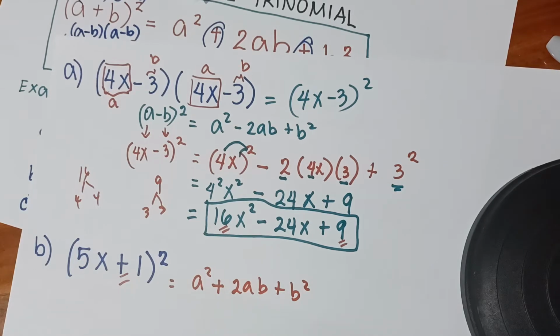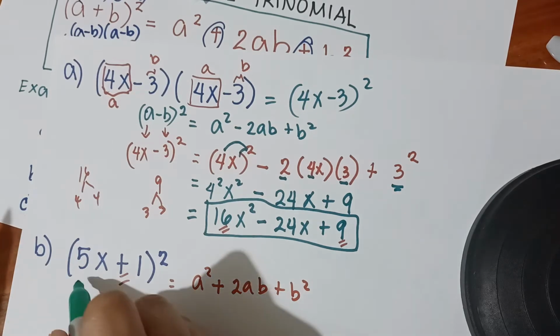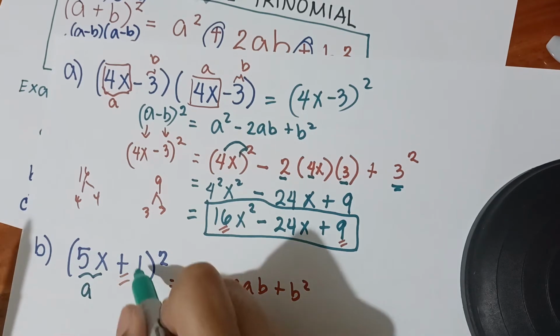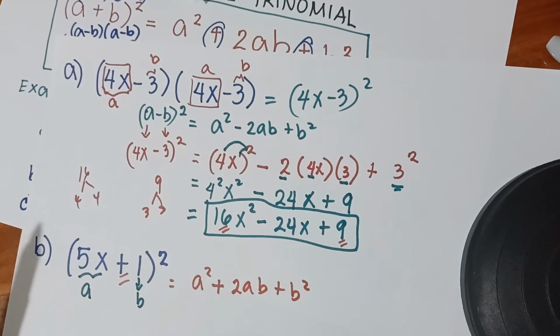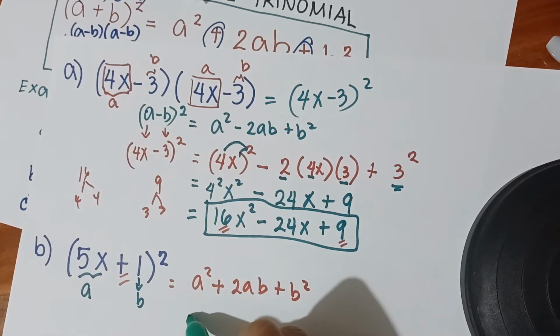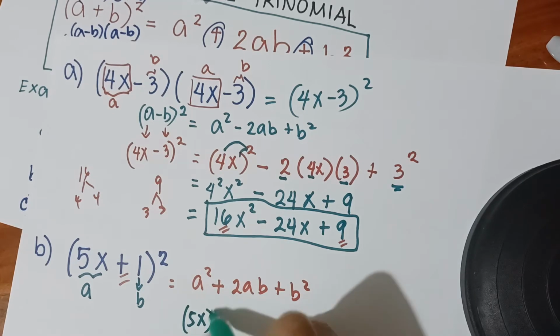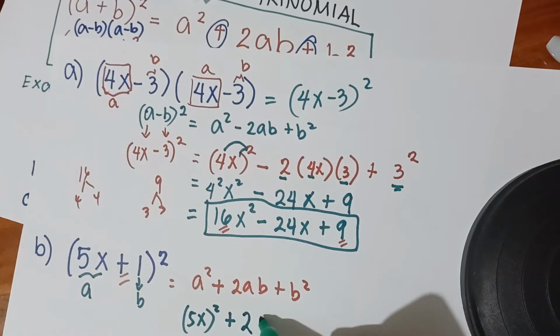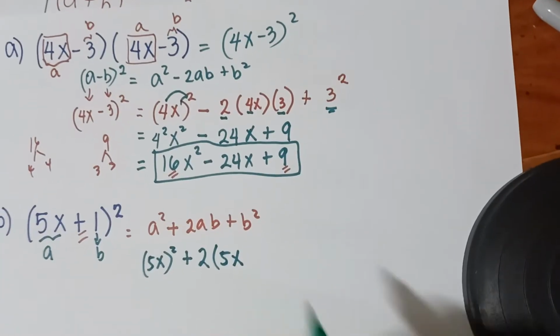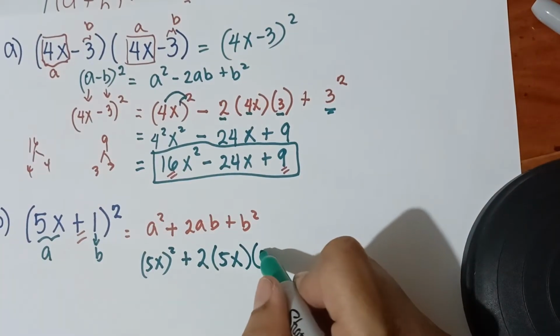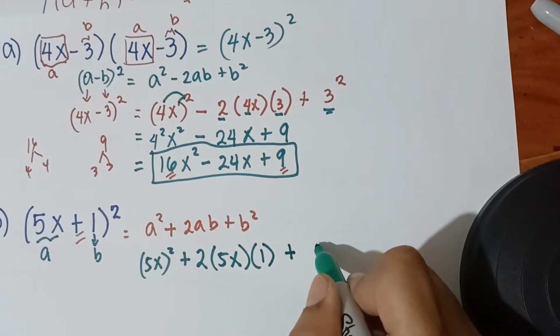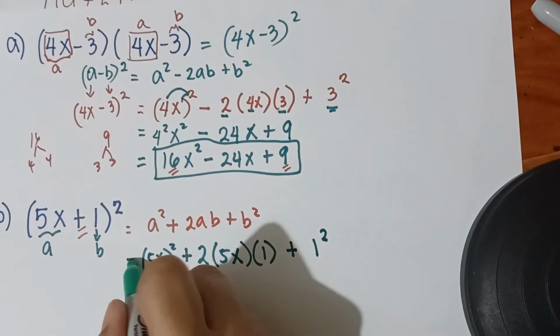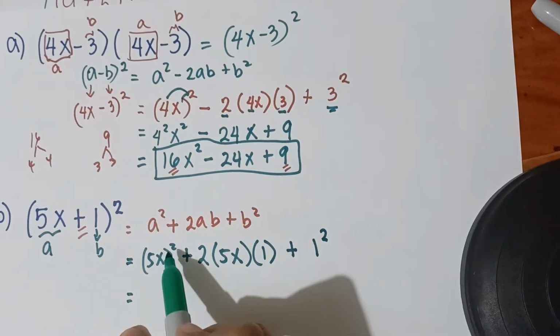Now, identify mo, alin dyan yung a. So, ang a natin still this, and then 1 is the b. So, substituting this A and B dito sa formula, we'll get 5x squared plus 2 times 5x times the b, which is 1, plus 1 square. Okay? Simplifying, again, i-distribute natin.